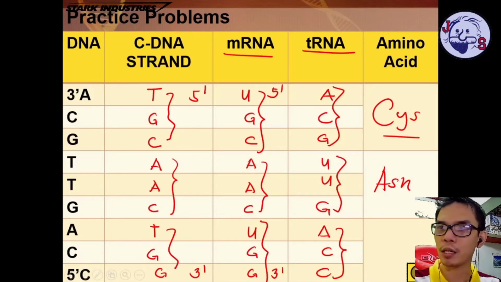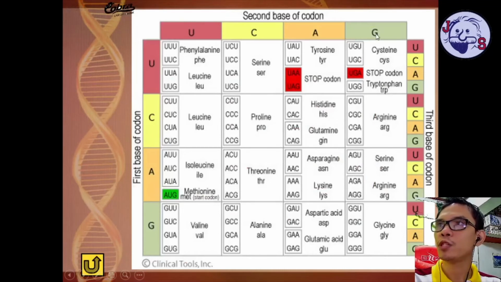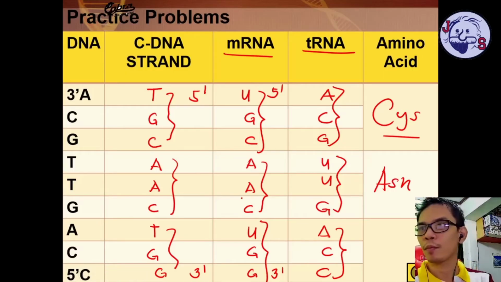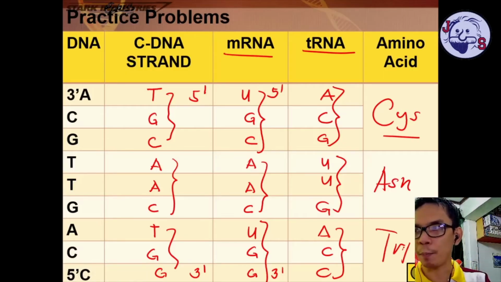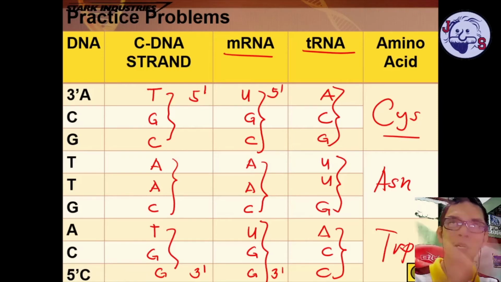What amino acid does UGG translate to? UGG. Alright, so that was tryptophan, TRP. So there we have it, the amino acids on our problem set that you have over here.